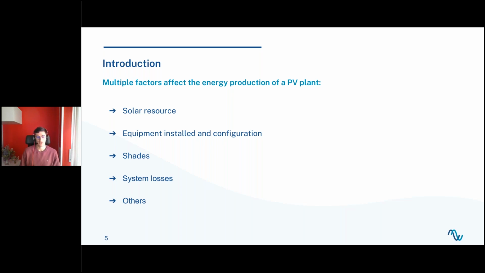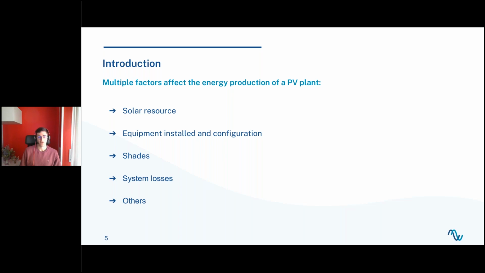Then in terms of shades, of course, this affects the energy production. As more shades are present in our design, less energy can be produced by the modules. And it's important to mention here that the amount of energy that we are losing is not directly related to the shades in the plant, but is even higher due to the electrical shading losses that occur in the plant.